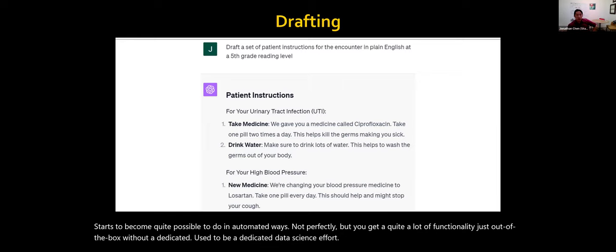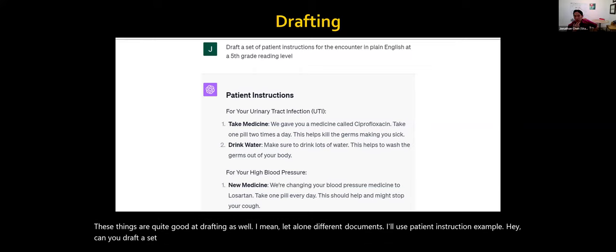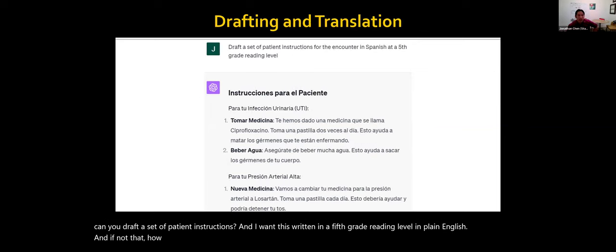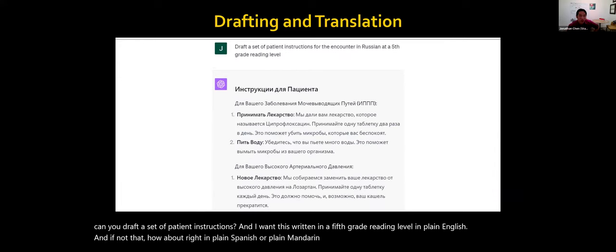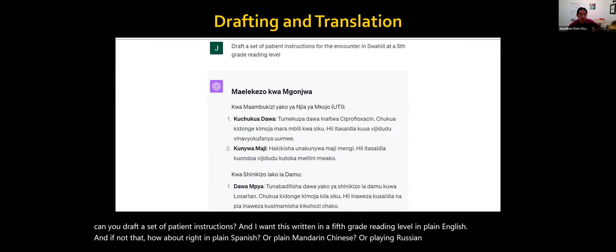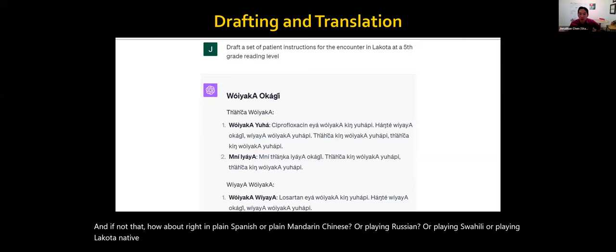These things are quite good at drafting as well, let alone different documents. I'll use a patient instruction example. Can you draft a set of patient instructions? And I want this written at a fifth grade reading level in plain English. And if not that, how about write it in plain Spanish or plain Mandarin Chinese or plain Russian or plain Swahili or plain Lakota Native American? I mean, boom, done, out of the box.